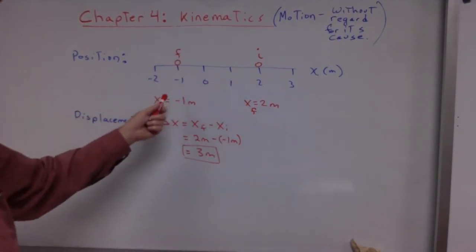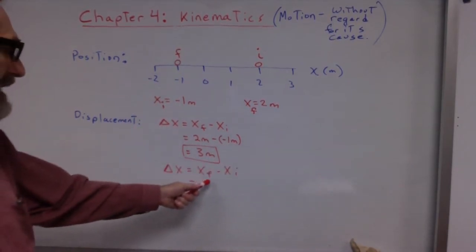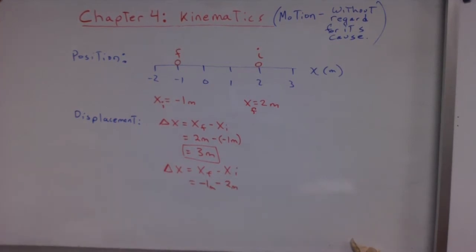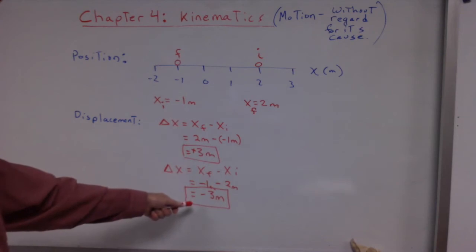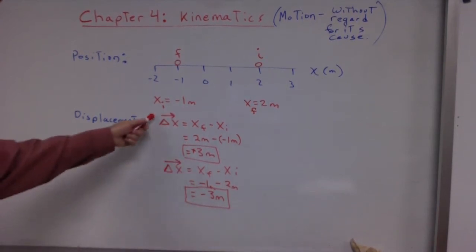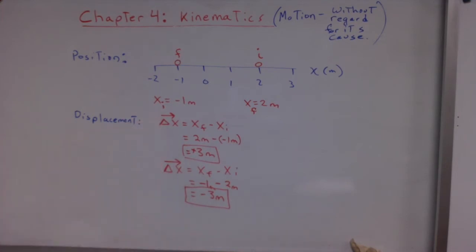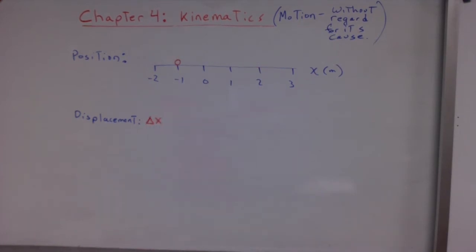What if it went the other way? We'd have displacement again being x final minus x initial, and we'd have -1 minus 2, giving us a -3 meters. Well, this one's positive, that one's negative. That tells us something about displacement. It's a vector. We don't usually write the arrows on top of all these things every time. We just get used to knowing that it's a vector. So remember that displacement is the change in position.